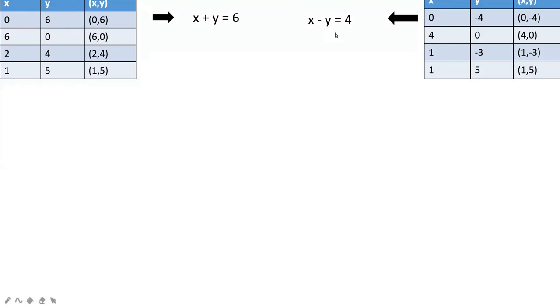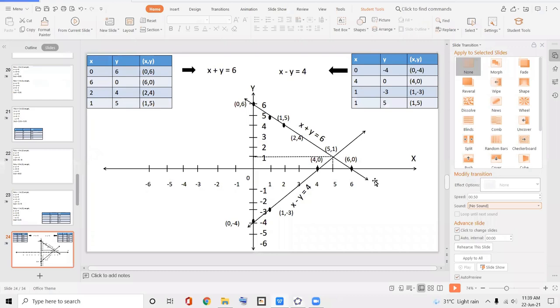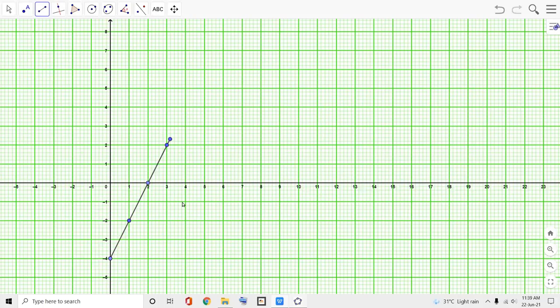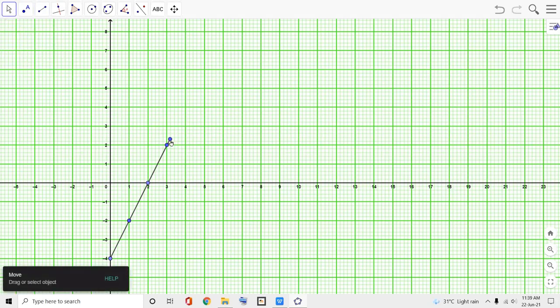Do not plot all the 8 points and then make a line, because you will get confused about which point belongs to which equation. So we will go one by one. So we will first plot for our first equation, that is x plus y is equals to 6. So our first point is 0 comma 6. So let us make it over here. We will first delete these points.